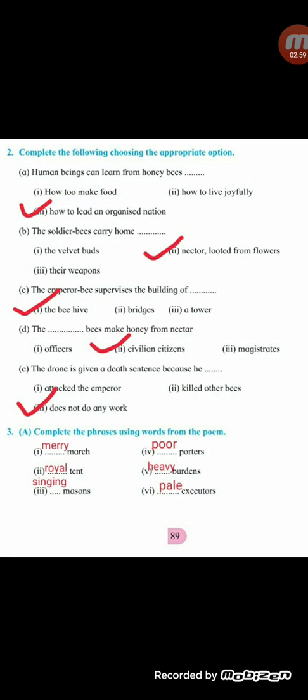Complete the phrase using the words from the poem: merry march, royal tent, singing mason, poor porters, heavy burden, and pale executors.